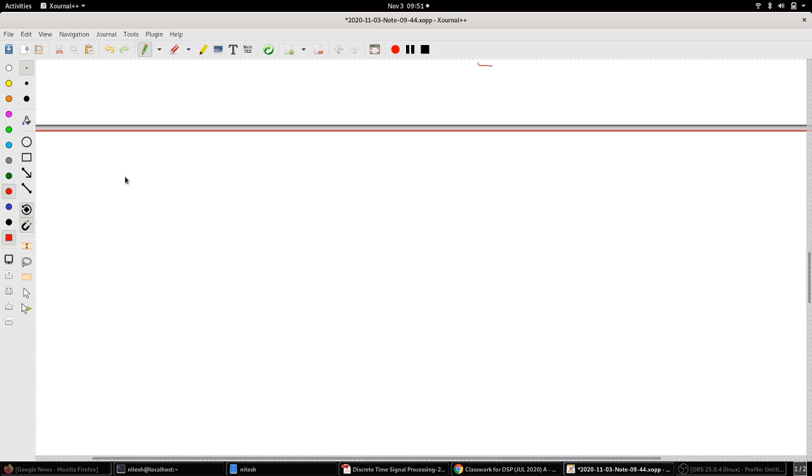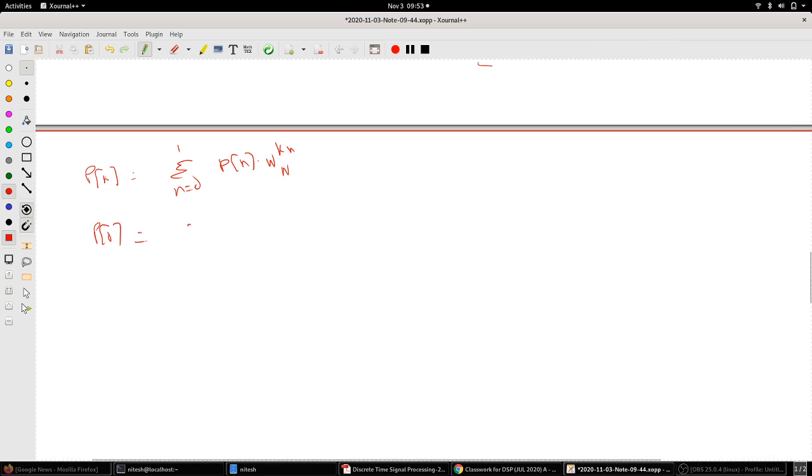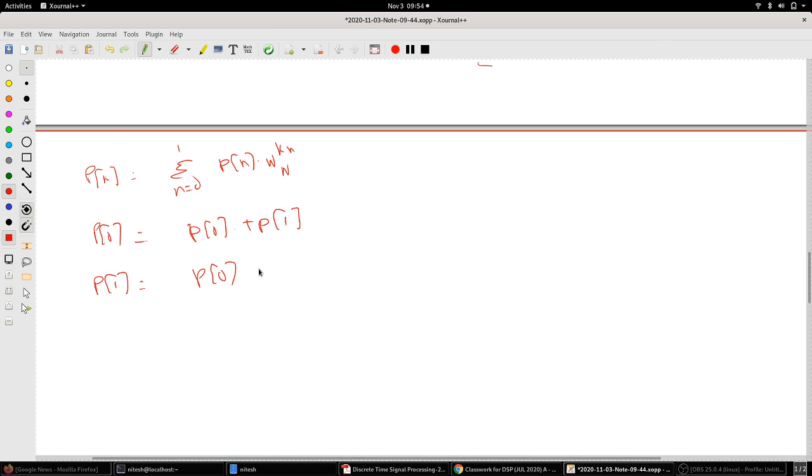So let me just draw the 2 point structure. Let's say this is P of k, which is a 2 point DFT, summation n equal to 0 to 1, P of n into Wkn of n. So in reality, P of 0 looks like P of 0 plus P of 1, and P of 1 looks like P of 0 plus P of 1 into W1 of 2, right? This is how it looks like.